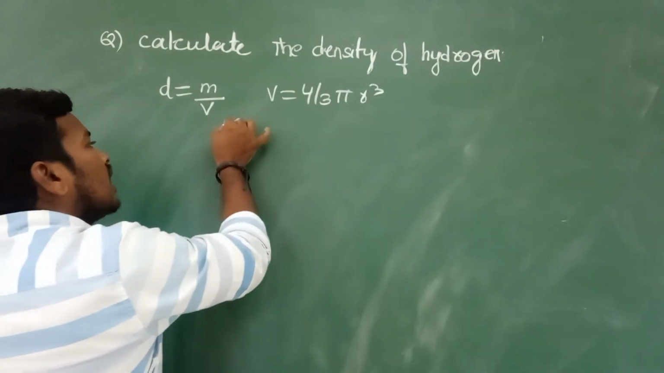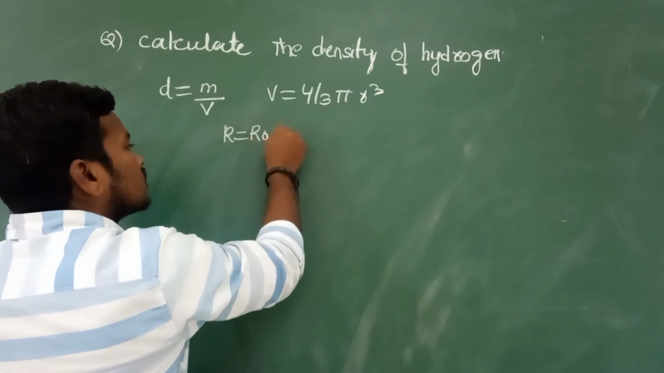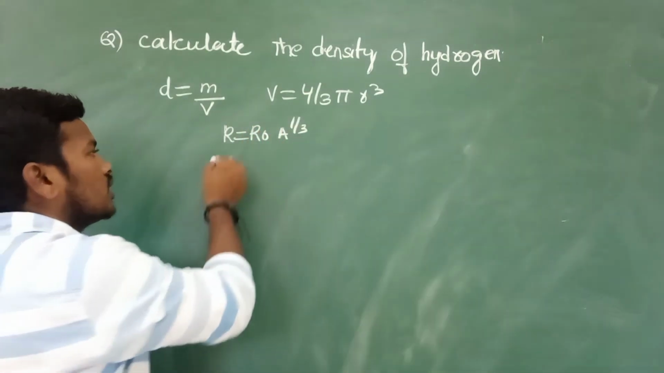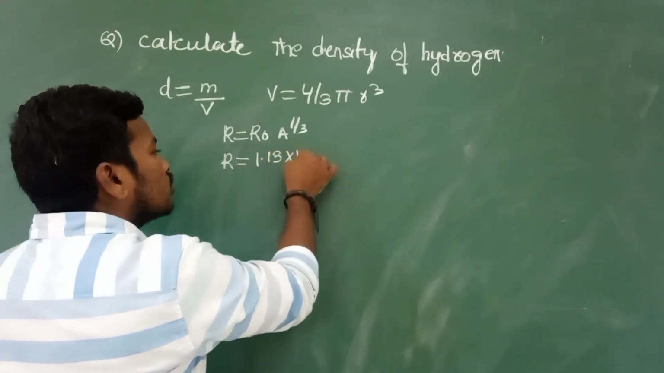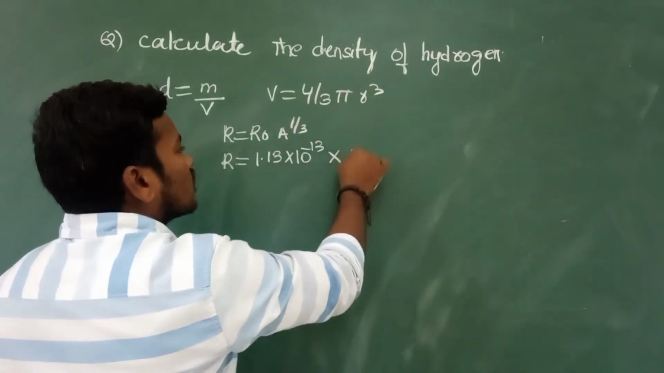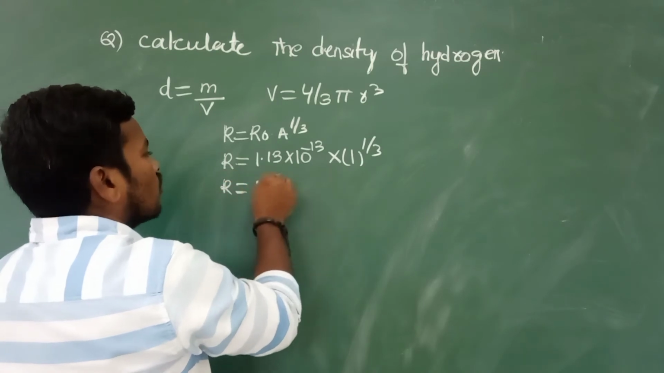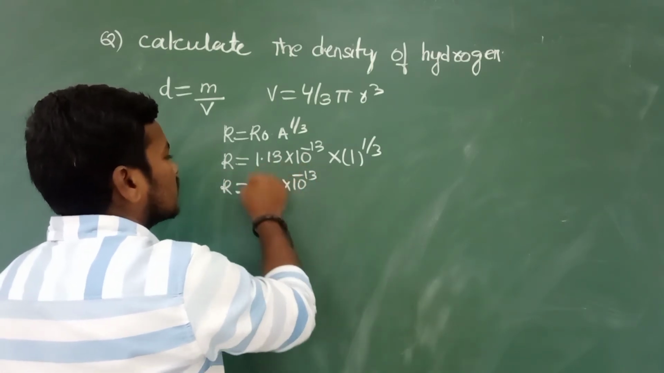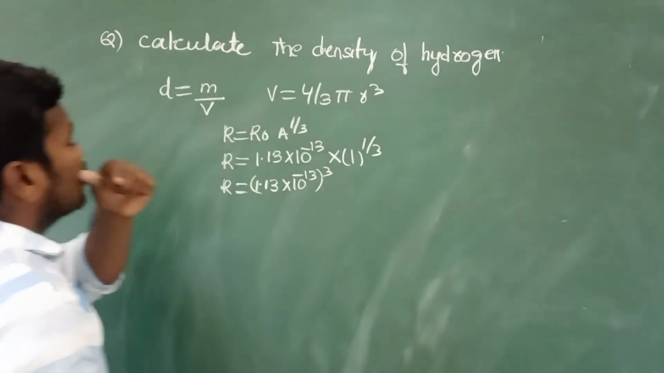Rutherford atomic model has given one formula: R is equal to R naught A to the power 1 by 3, the cube root of the mass number of the nucleus. So R is equal to R naught, in the sense 1.13 into 10 to the power of minus 13 centimeters, into atomic number 1, so 1 upon 3. So you will get R is equal to 1.13 into 10 to the power of minus 13. So you can substitute the R value in this.